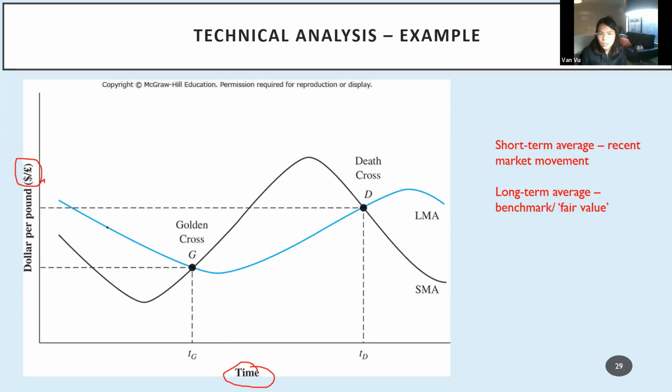So what I've got here is I plot two different series. On the blue line, I have the long-term average. So here I've got the long-term market average. It could be like a 5-year rolling average of the exchange rates. On the black line, I've got the short-term market movement. This could be, say, the daily prices, the daily exchange rate that I observe in the market.